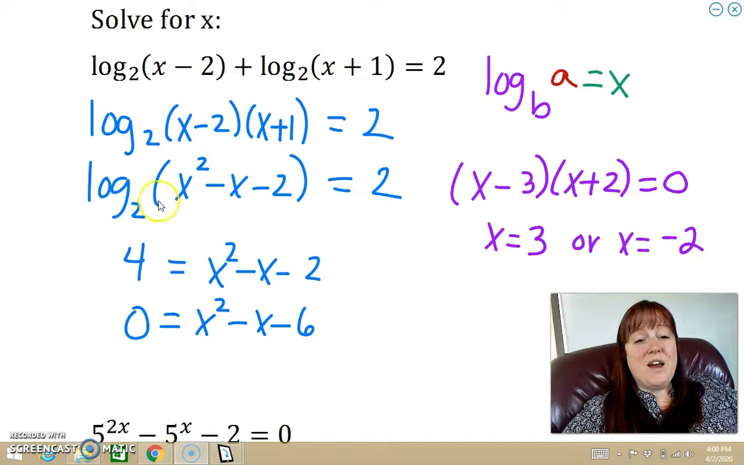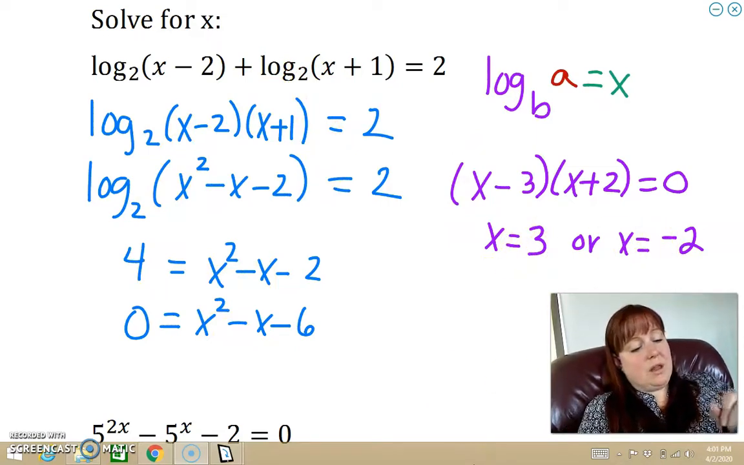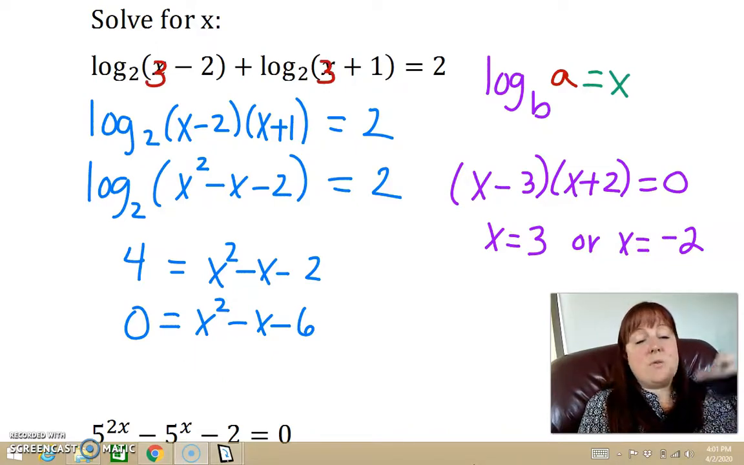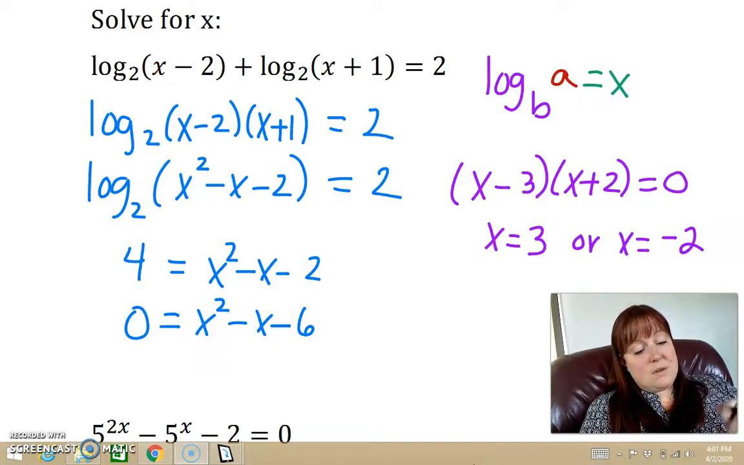But remember, we did a ton of algebraic manipulation to get there. So we need to check to make sure that these work out. So what we're going to do is we're going to take 3 and plug it in here for x. And we're going to see if that comes out a negative argument, then it's not an answer, because logs can't have a negative argument. If they come out with a positive argument, then it's going to be an answer. Okay? So 3 minus 2 is 1, and 3 plus 1 is 4. So those both come out positive. So that means that 3 is an answer.